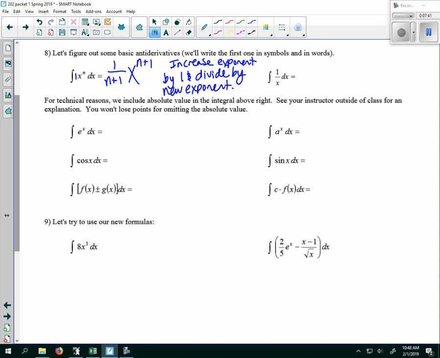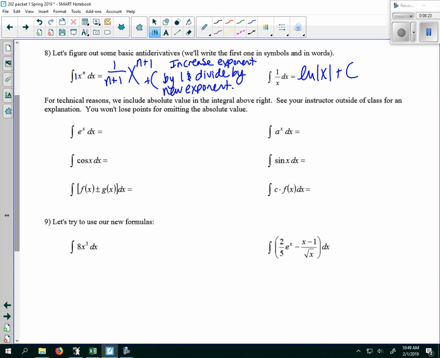Okay, and the integral of 1 over x dx, an antiderivative of 1 over x. So a function whose derivative is 1 over x: ln |x|. Oops, and I always need plus c's on all of these. There's a super technical reason that I put absolute value bars on the x there, on the ln of x. So you can see me outside of class if you're interested in why. You won't lose points if you omit the absolute value bars, but I'm going to put them there so that I'm not lying to you.